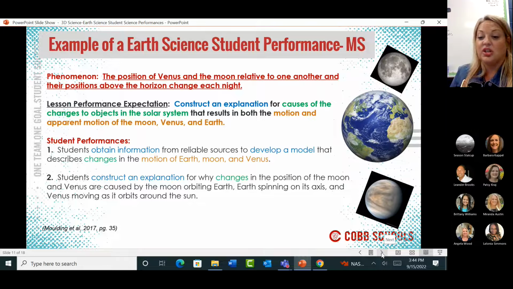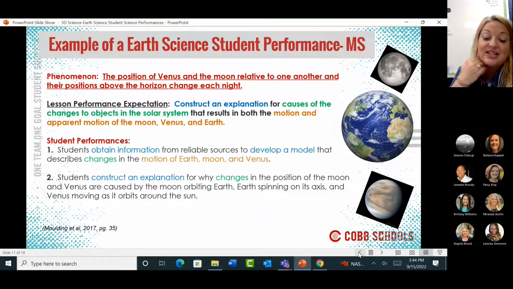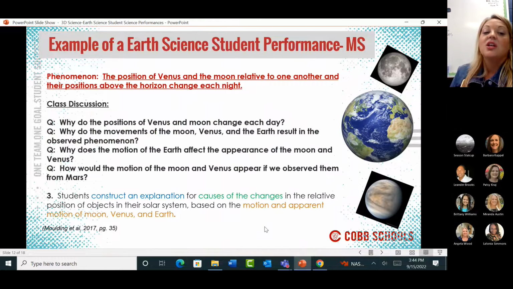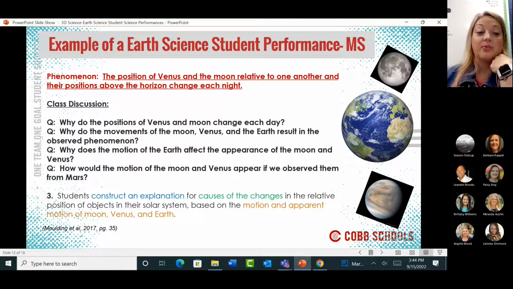That's valuable teaching moments. Okay, so after the first 2 performances that students are doing, then you're going to have a class discussion. Here are some possible questions that you could ask them to further along their understanding and connection to the cross-cutting concepts and that core idea, to help them really understand the fundamental cause for this phenomenon to happen.